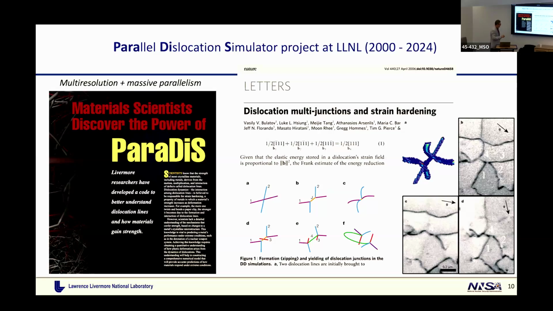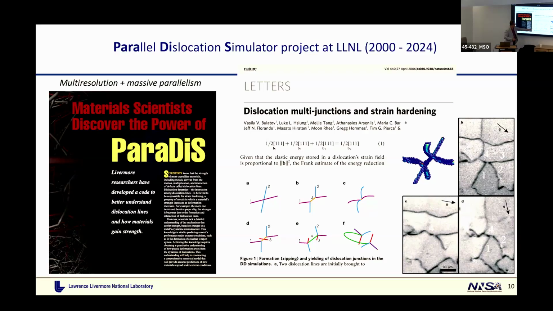The late Maria Bartelt, looking into some of our dislocation dynamics simulations, observed something we couldn't quite understand right away. Typically, when dislocation networks collide, they zip into junctions. I showed you one example on the previous slide. And there are 3 nodes that they form. These are the basic elements of this dislocation network. But she observed 4 nodes, and we couldn't quite understand what they were.